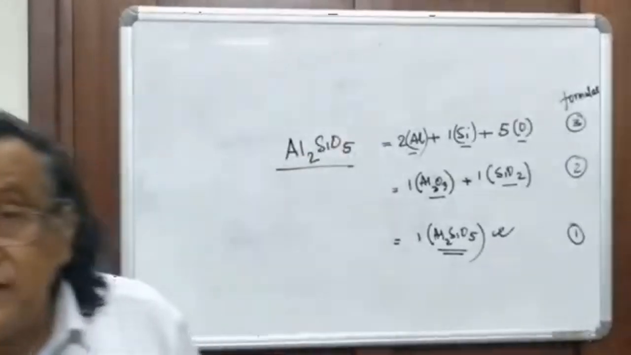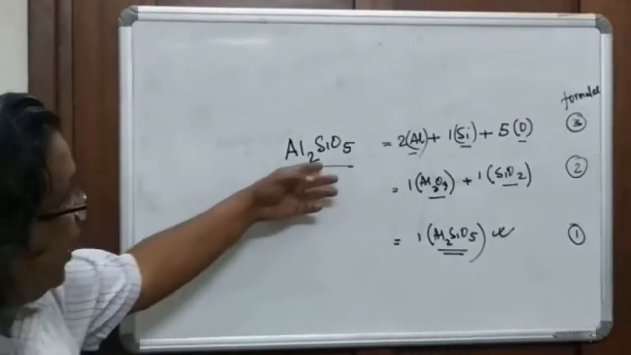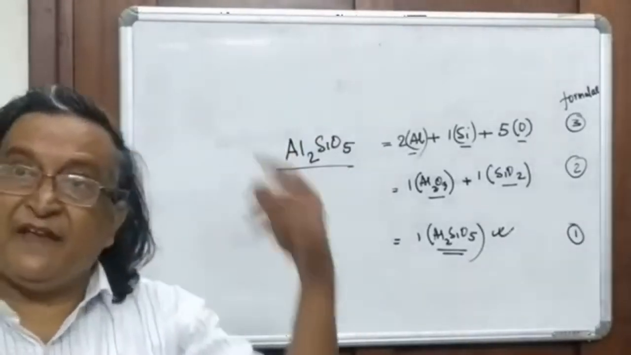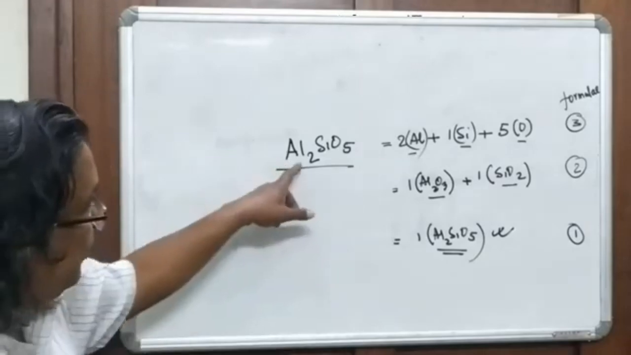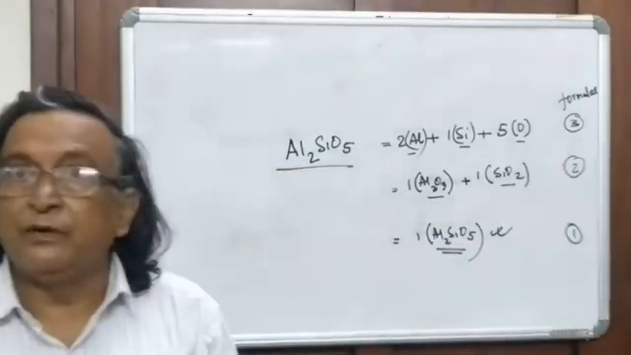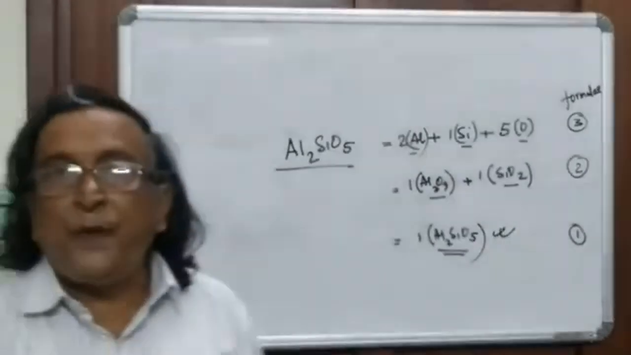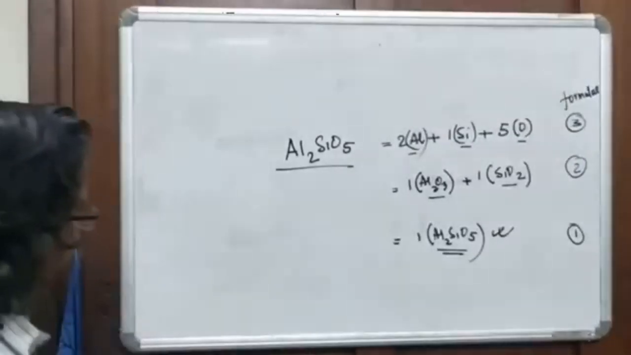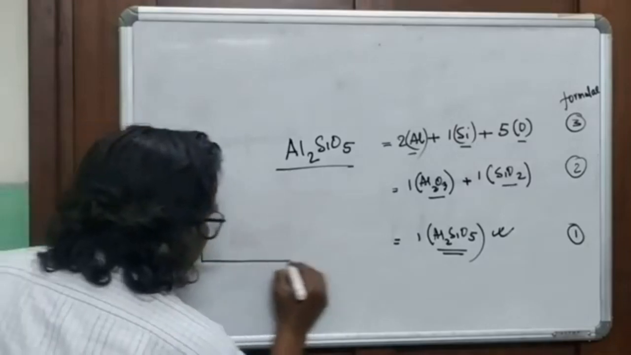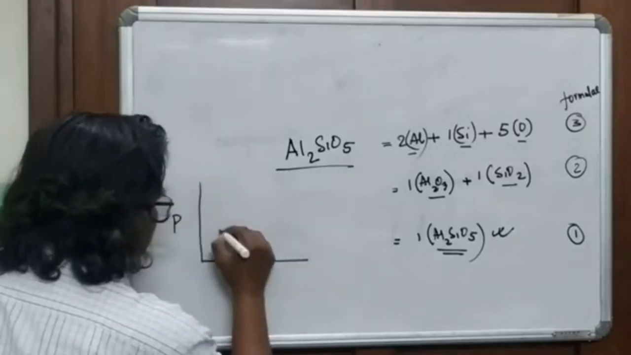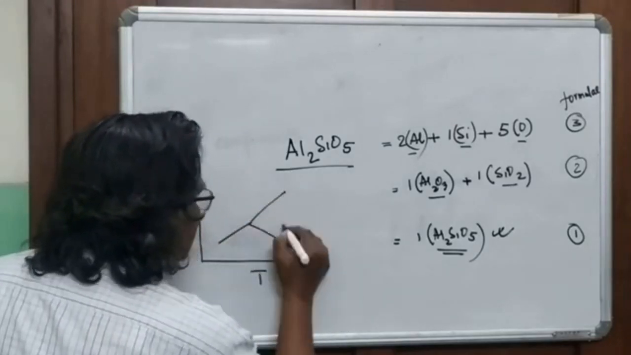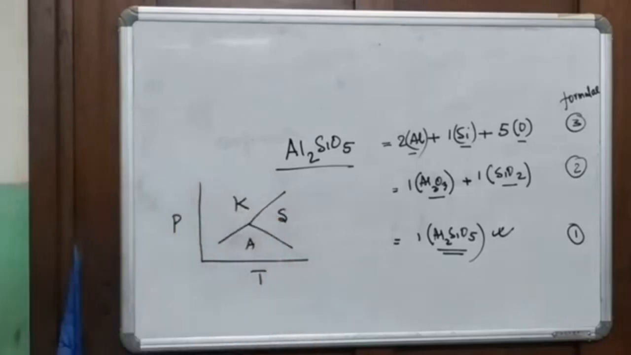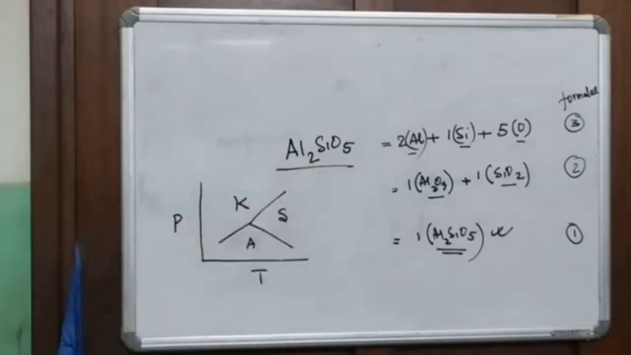Phase, if you ask me phase, I said you told me a formula. Now you are asking me phase. You ask me a formula, I am telling you this is the phase component. This is one. Which phase, how many phases, that you tell me. Say, for example, you have the Al2SiO5 pressure-temperature diagram, and you know this is sillimanite, this is andalusite, this is kyanite. All of them have the same formula, Al2SiO5.